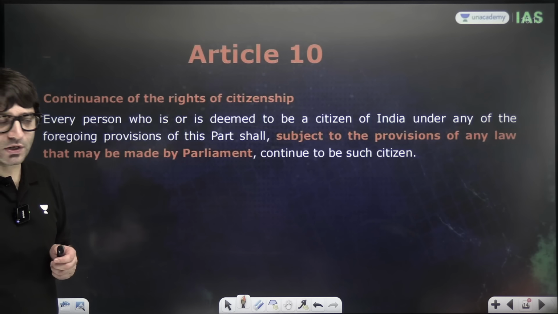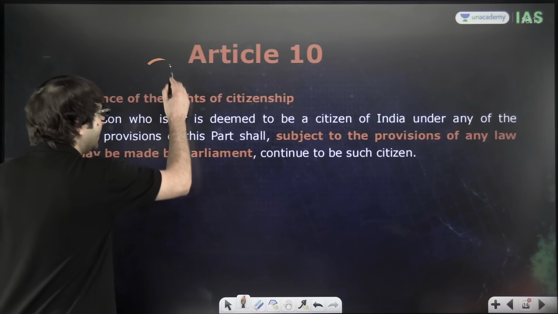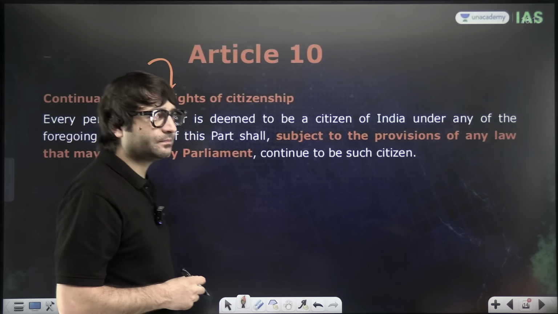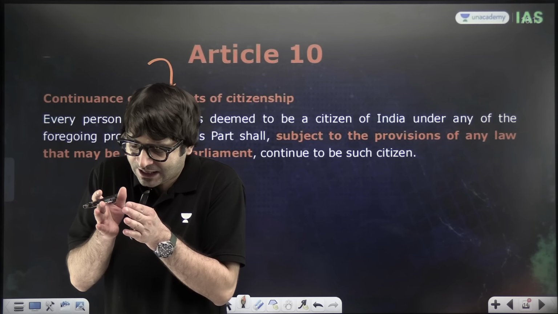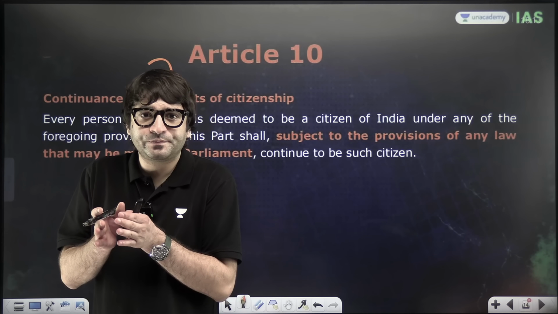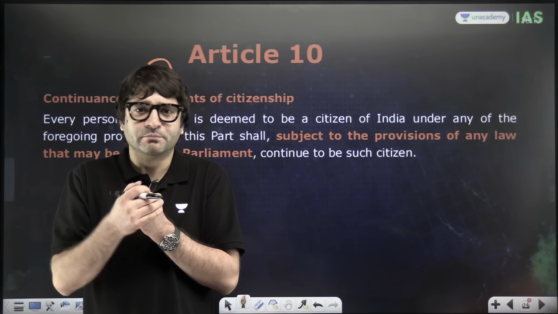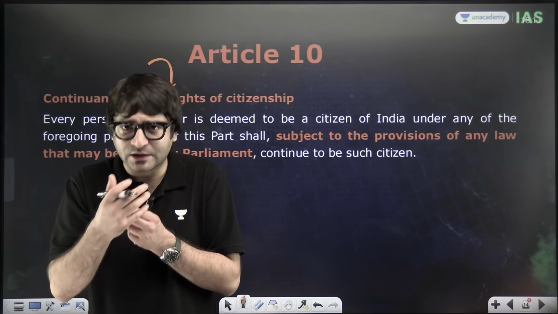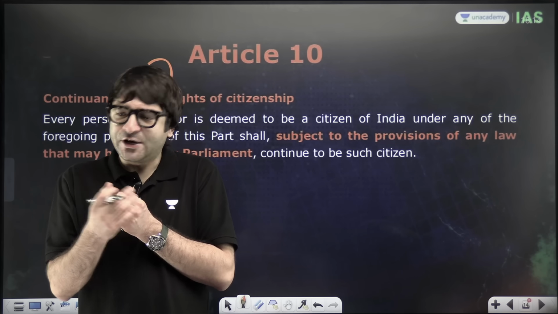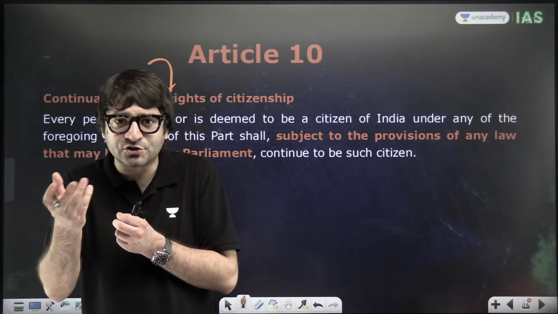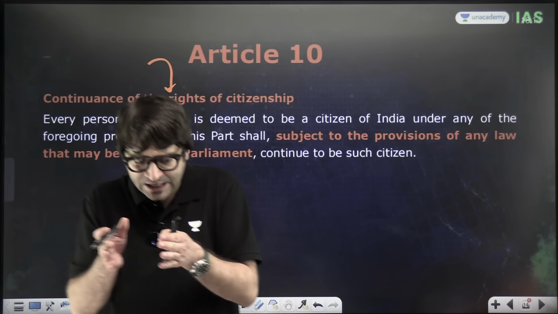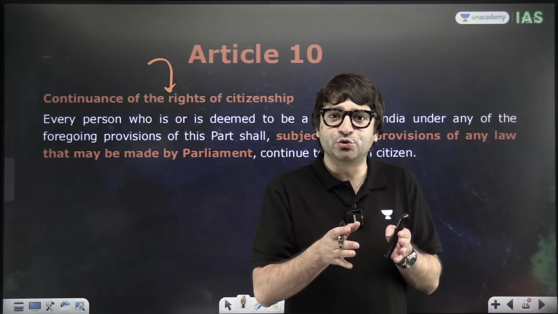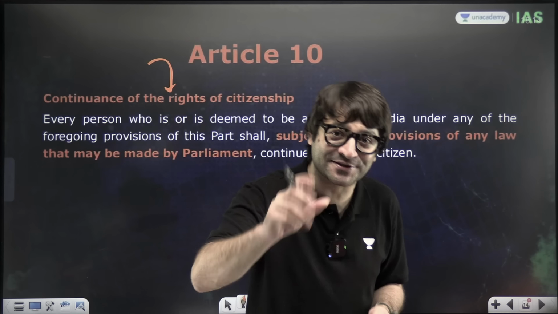Article 10 talks about what? Continuance of the rights of citizenship, which means if you were granted citizenship by India because of Article 5, because of Article 6, because of Article 7, and you have not voluntarily acquired the citizenship of any other country, even after the commencement of the Constitution, you shall continue to be the citizen of India.